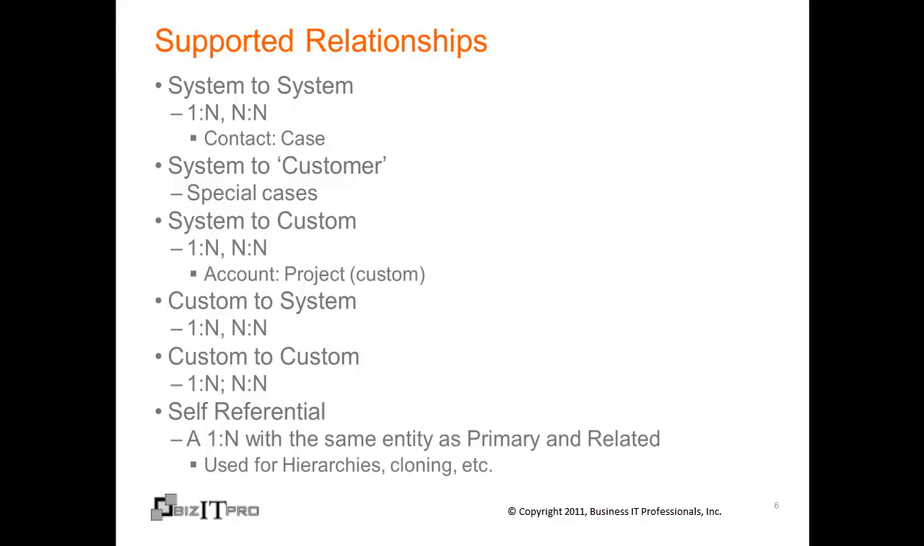We can also flip that around and have a custom-to-system relationship. So we could create a distributor entity, for instance, and associate it as the primary over accounts so that you could associate accounts with a particular distributor. We can also have custom-to-custom, so we can create a number of custom entities and create relationships between them. And finally, the self-referential relationship. This is a one-to-many relationship with the same entity in both primary and related roles of the relationship. This is used for creating tree hierarchies and cloning records and the like.